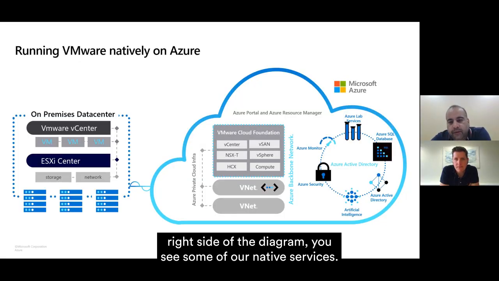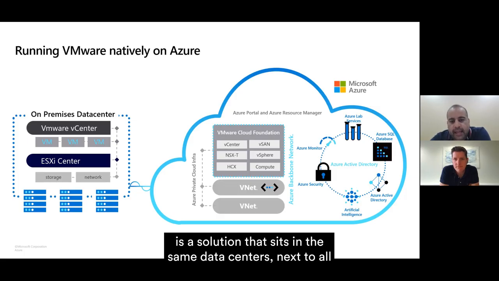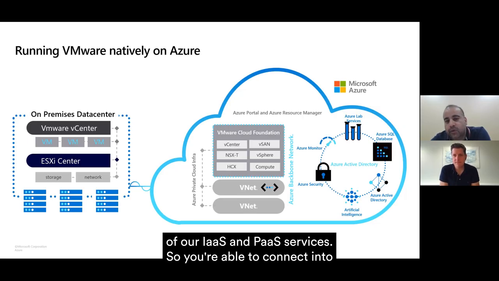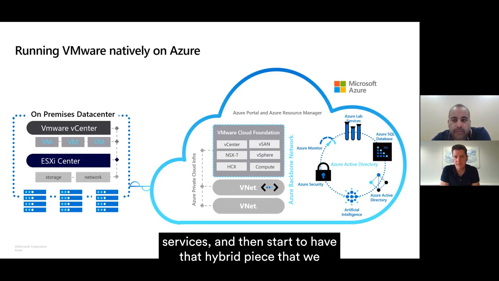On the right side of the diagram, you see some of our native services. And this is where we start to talk about modernization. So AVS is a solution that's sat in the same data centers, sat next to all of our IaaS and PaaS services. So you're able to connect into your VNet, you're able to connect into all of these services and then start to have that hybrid piece that we discussed.